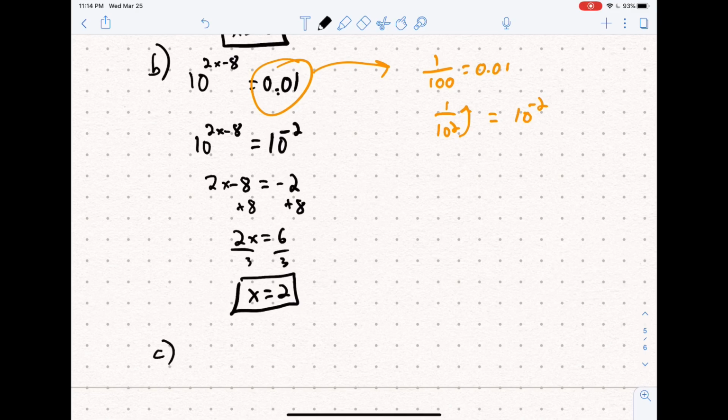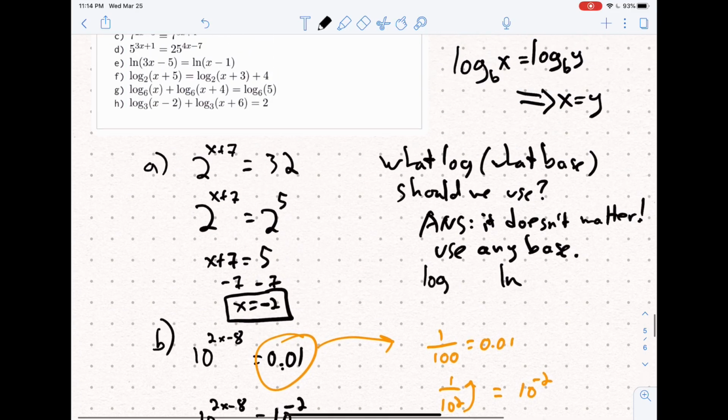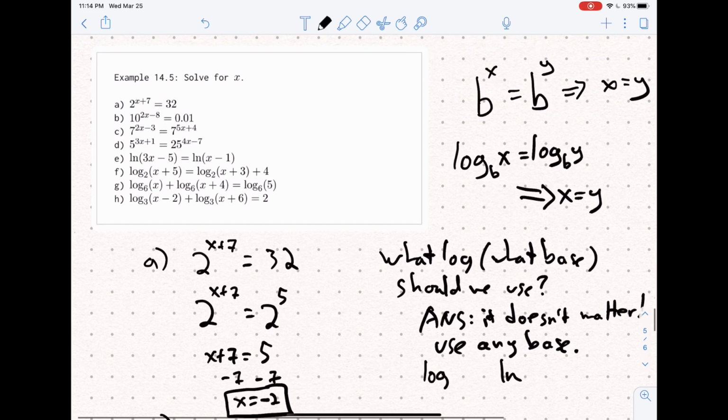Go ahead and work through part C, see what you can do with it, and we'll come back and do it. Here we go.